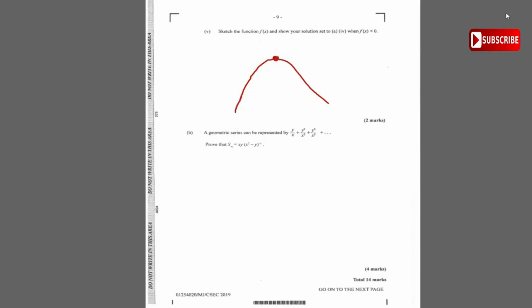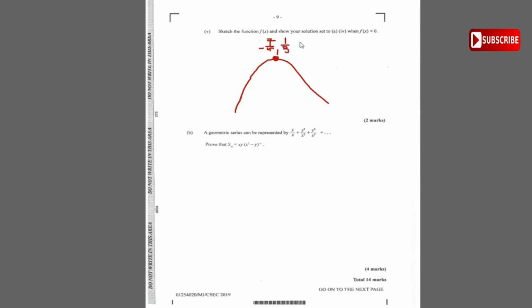And the maximum point occurs when x is negative 7 over 4. So this is the point, negative 7 over 4. Just put in the point, negative 7 over 4. And the y value is 1 over 8. That's the maximum point.